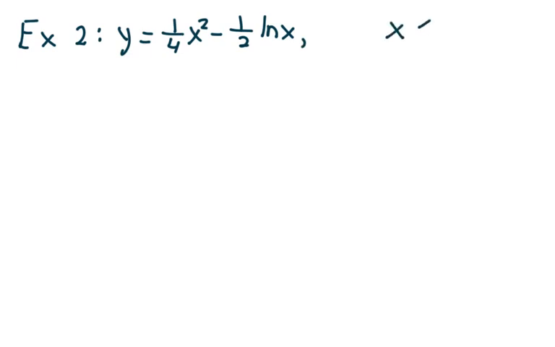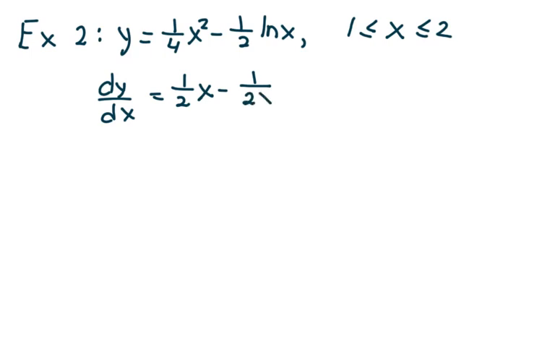Let's take a look at the second example here. Suppose y is 1/4 x squared minus 1/2 natural log of x, where x is less than or equal to 2 and greater than or equal to 1. Now, dy/dx, we're going to need that. So that's 1/2 x minus 1/(2x).